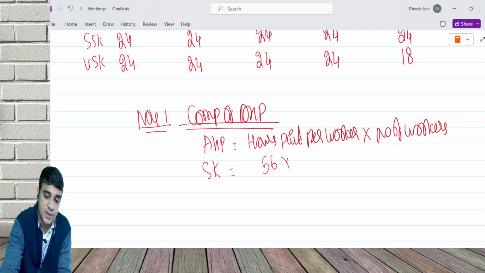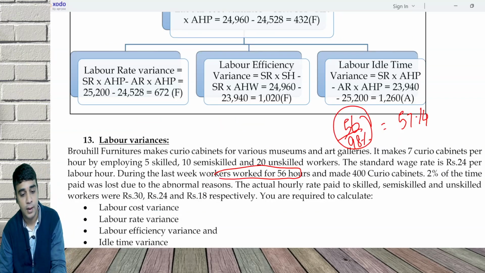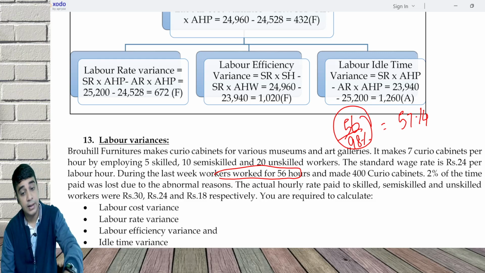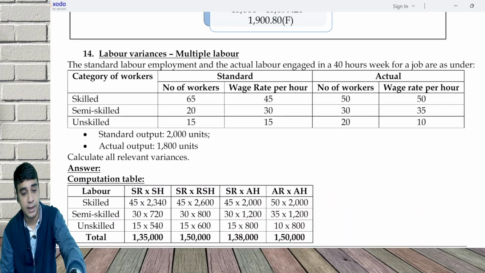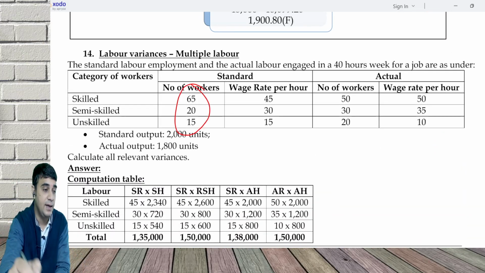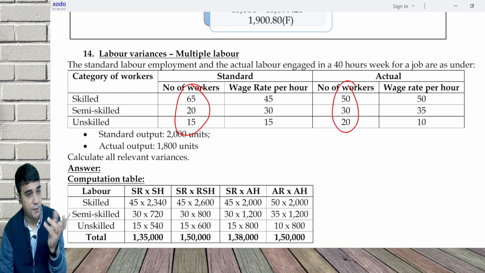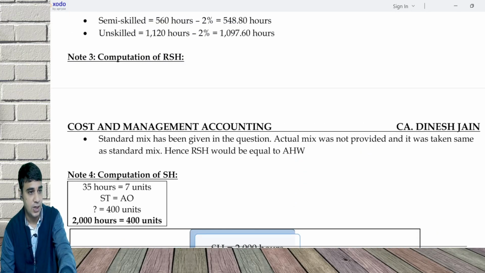How many skilled employees are there? The plan was 5, actual may or may not be 5. The plan was 5, actual it makes curio cabinets by employing 5 skilled, 10 semi skilled, and 20 unskilled. Nothing is given about actual composition. There can be problems where they can give you something like this. The plan is 65, 20, and 15. The actual is 50, 30, and 20. You can have a difference in the planned composition and the actual composition. That is also possible in a question. In this question, such a change is not there.